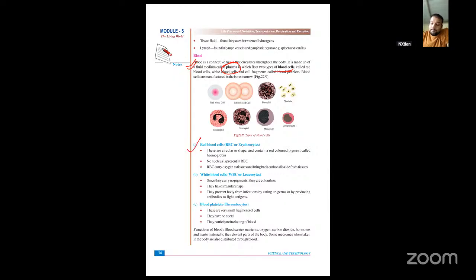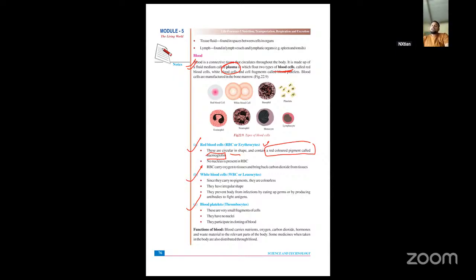Like red blood cells, white blood cells, blood platelets. There are three types of blood cells: red blood cells, white blood cells, and blood platelets. Now red blood cells are basically red in color. They are circular in shape and contain a red color pigment called hemoglobin.